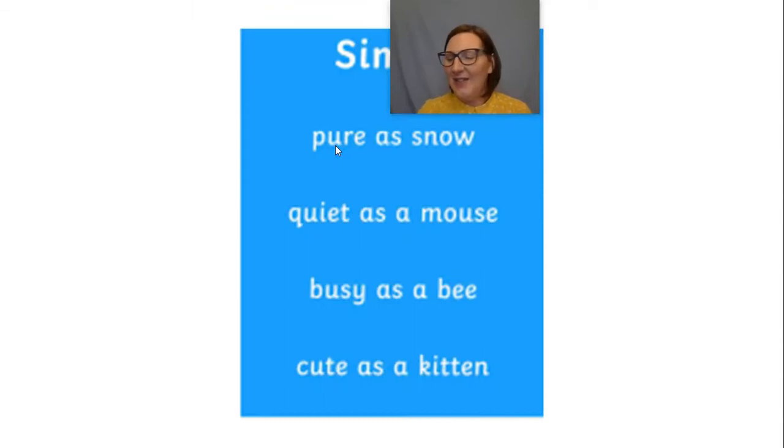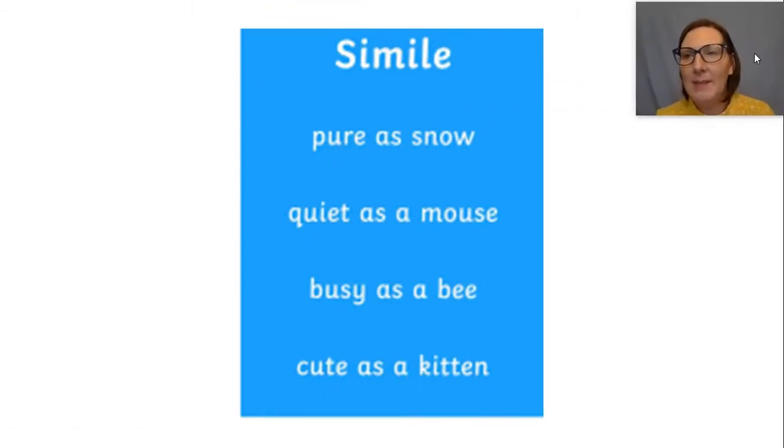Yes. So now we're going to talk a little bit about similes. Now, when we talk about similes, it means we're saying that something is like something else. Okay, so here I've got some examples. As pure as snow. When snow hasn't been trodden on or anything has been put onto it, it's pure, isn't it? So often we say that people are pure as snow. They're untouched, nothing's happened to them.